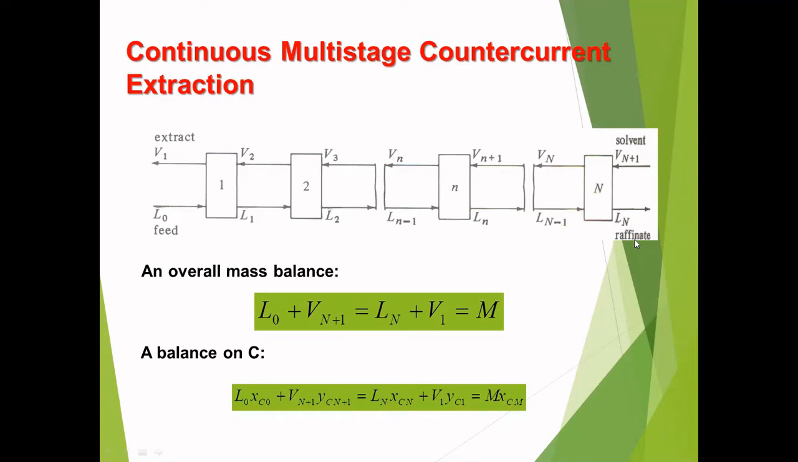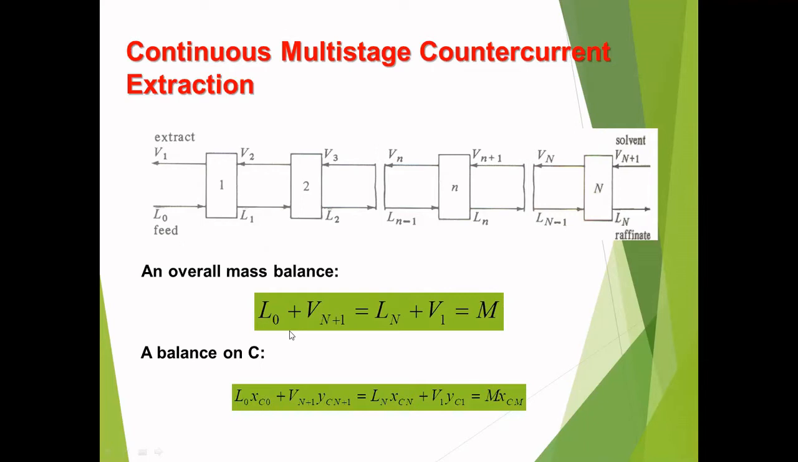If we recall in our discussion regarding single-stage extraction, we ended here. So our feed is L0, our solvent is V2, our extract is V1, and our raffinate is L1. That is in the case of single extraction. But when we have several stages already, we will just change the subscripts of the solvent and the raffinate in this case, just like the way we do with gas absorption and stripping.